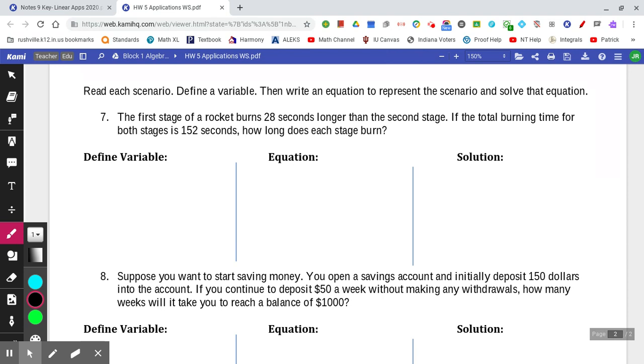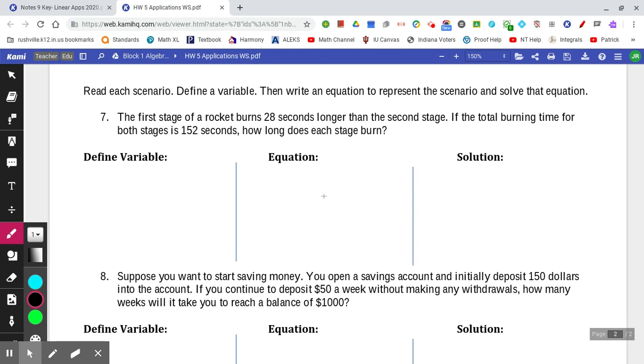Now we're going to read a scenario and try to answer the question being asked. Notice that on every one of these I have the same setup. I ask you to define the variable, write your equation, and then give the solution, the answer to the question. First, read each scenario. This one says the first stage of a rocket burns 28 seconds longer than the second stage. If the total burning time for both stages is 152 seconds, how long does each stage burn?